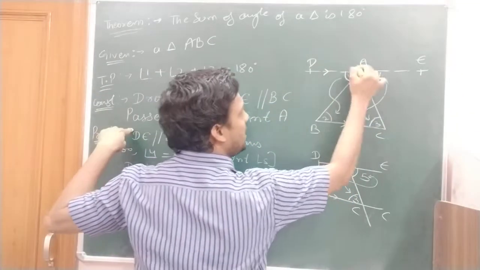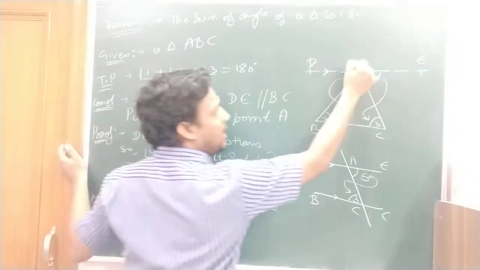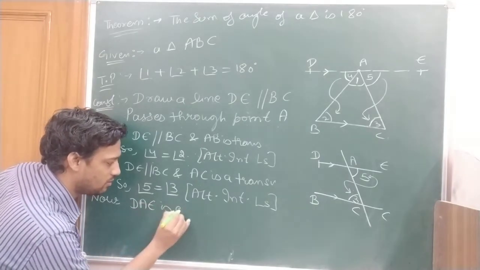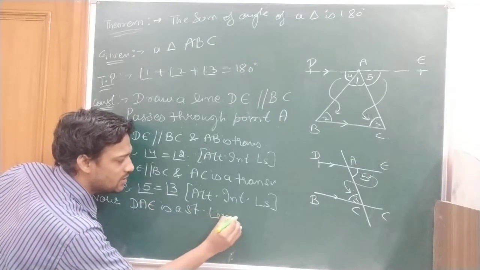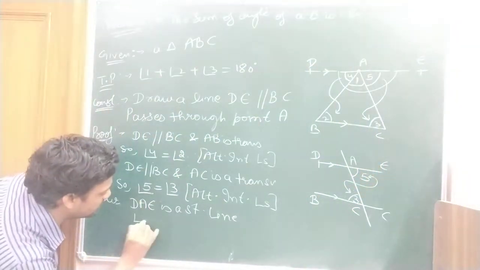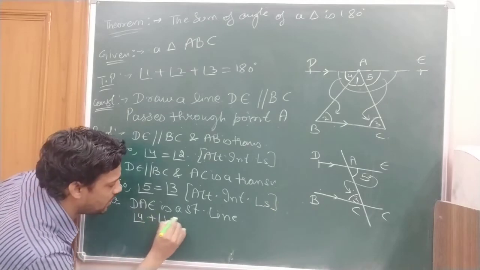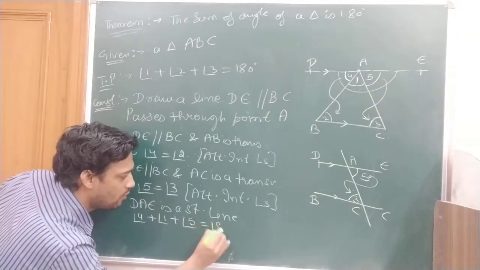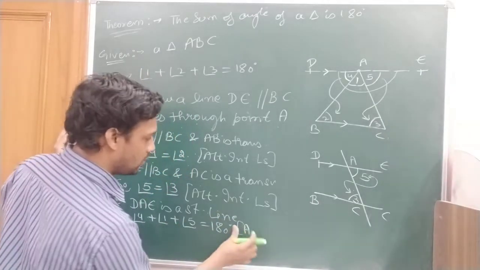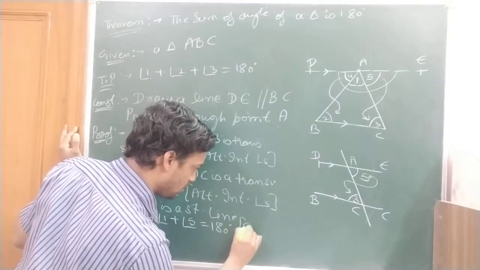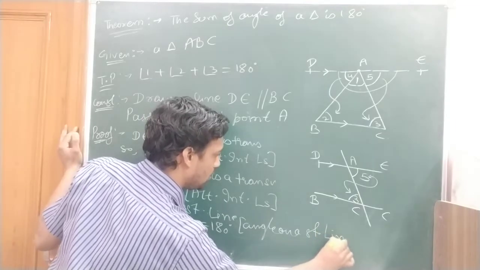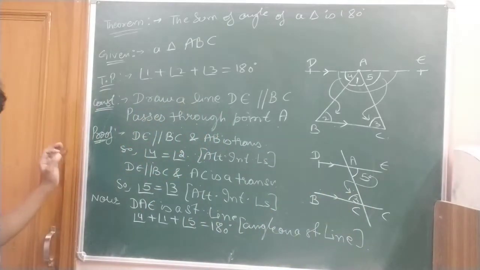Now DAE is a straight line. If it is a straight line, then the angle on a straight line is always 180 degrees. It means we can say that angle 4 plus angle 1 plus angle 5 equals 180 degrees. Reason is angle on a straight line.